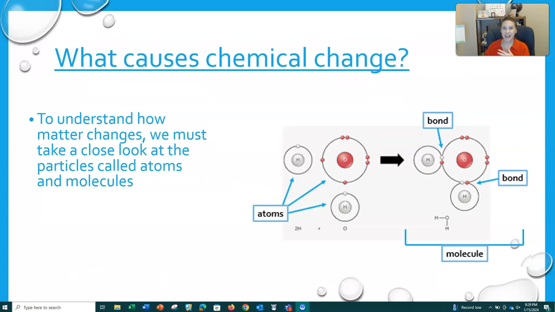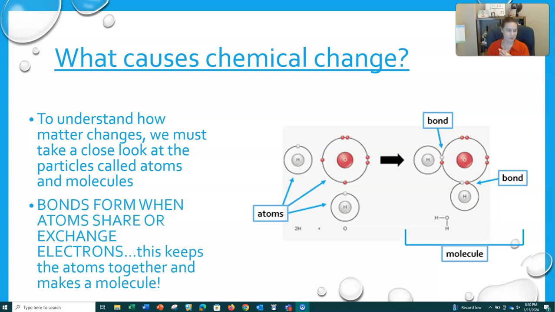To understand how matter changes, we must take a closer look at the particles called atoms and molecules, okay? You know all about atoms and molecules at this point. So bonds will form when atoms share or exchange electrons. Remember, electrons are on those rings, okay? And the valence electrons, those electrons that are on the outermost ring, they're the ones that form bonds and like Velcro themselves to other atoms, okay? So bonds will form when atoms share or exchange electrons, and this keeps the atoms together and makes a molecule.